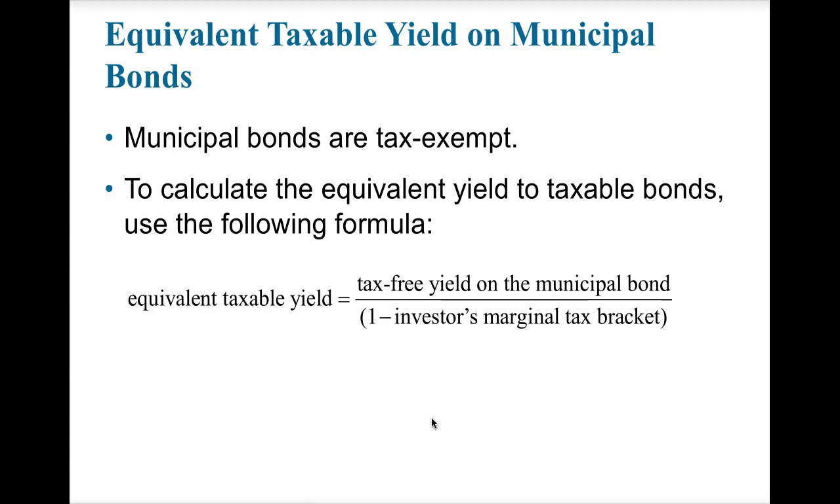So, municipal bonds, since they are tax exempt, we have a formula to calculate the equivalent taxable bond value. What that basically means is, if you have a corporate bond at 10% and you have a municipal at 6%, are they equal if you factor in the tax-free status? So to calculate the equivalent taxable yield, basically converting a municipal tax-exempt bond to a taxable bond as far as the return, we take the tax-free rate on the municipal and we divide by 1 minus the investor's marginal tax bracket.